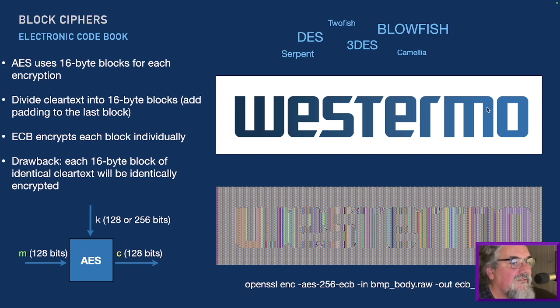And here, where we have other colors, you can still see the other colors here, and that it's a different pattern. All right, so that's called electronic codebook, ECB, when you encrypt each block individually, and that's not good because we will leak some information here.